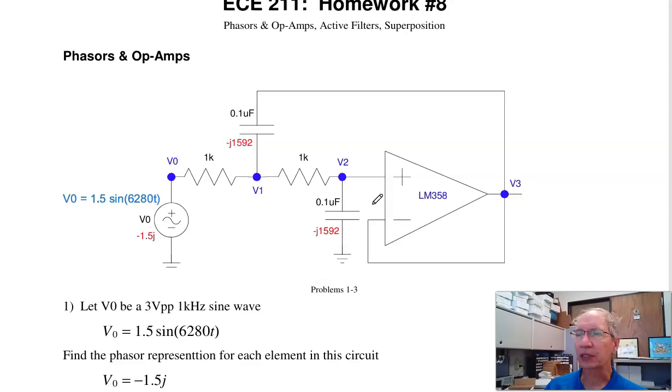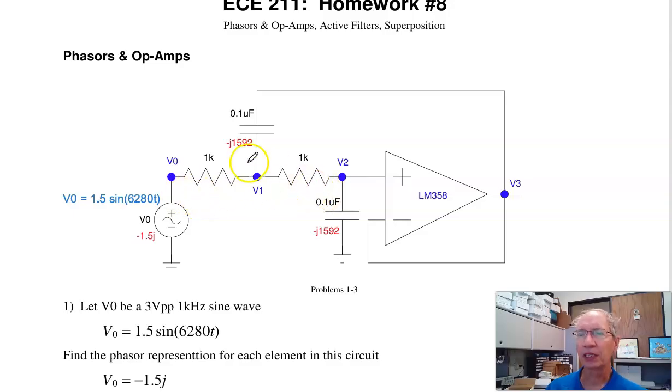Now, there's a couple ways of looking at this. If I vary the frequency, that's something we'll do in Circuits 2. In Circuits 1, given a fixed frequency, everything in the circuit is now a fixed number, and I can find that using phasors. So V0 in phasor notation is 0 minus j 1.5. Again, the real part is cosine, minus j is sine.